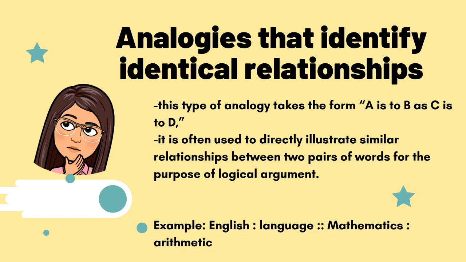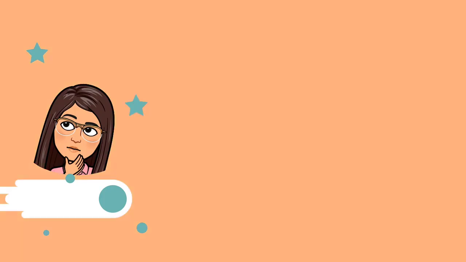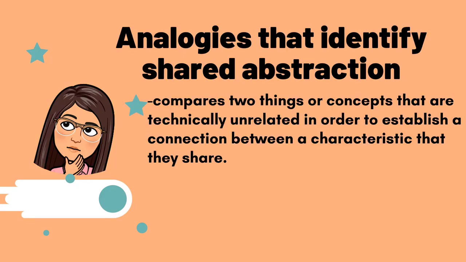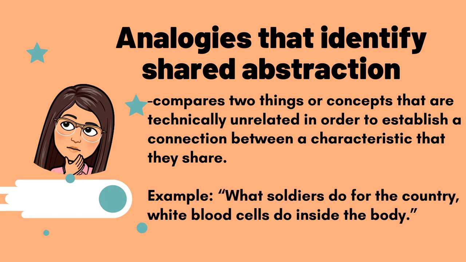Example, English is to language as mathematics is to arithmetic. Then we have analogies that identify shared abstraction. It compares two things or concepts that are technically unrelated in order to establish a connection between a characteristic that they share. Example, what soldiers do for the country, white blood cells do inside the body.